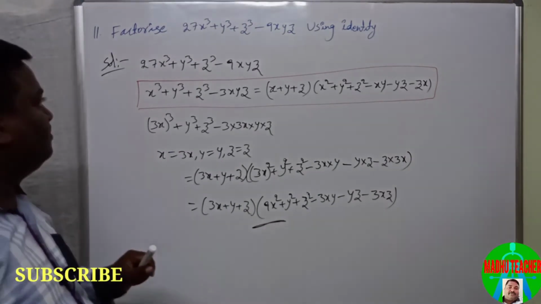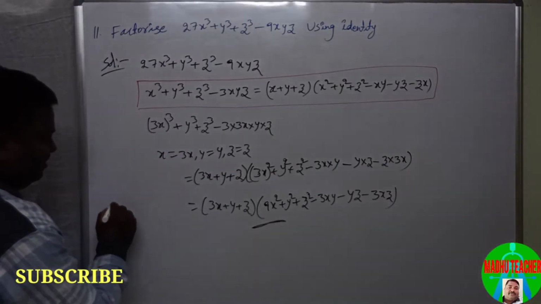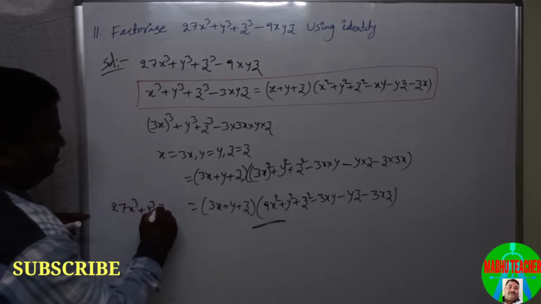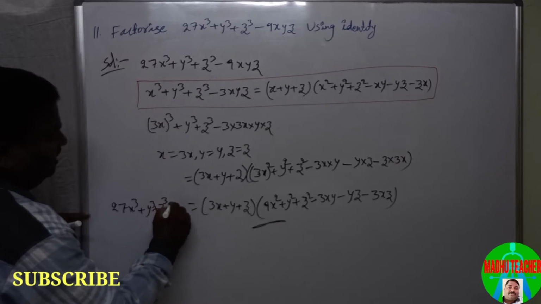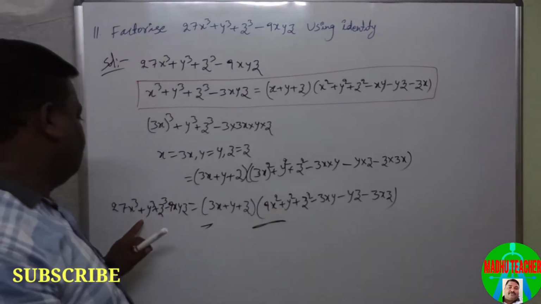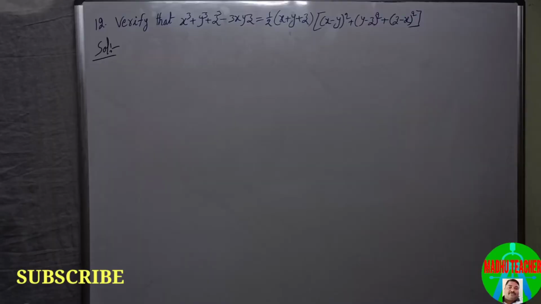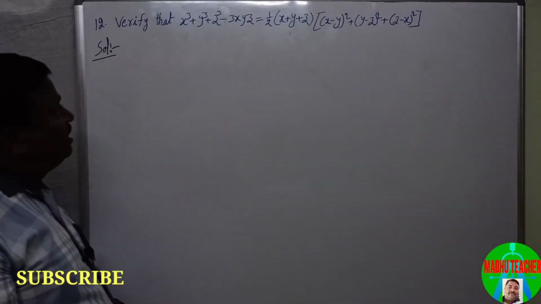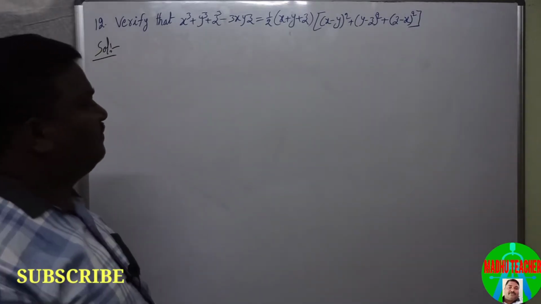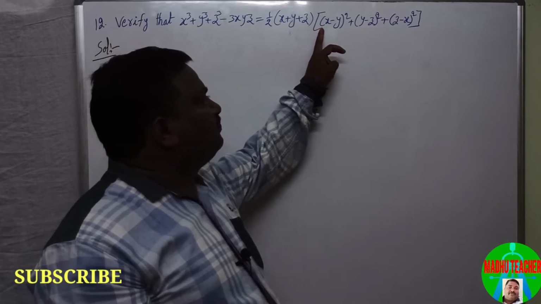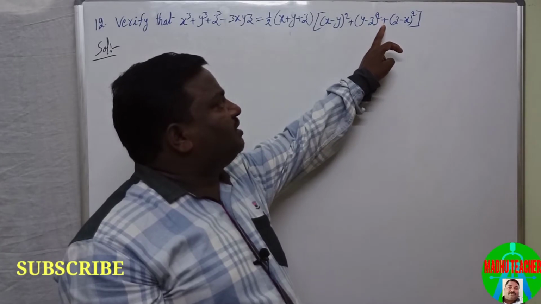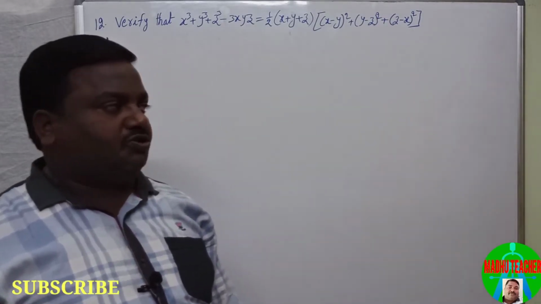Okay, so this is 27x cube plus y cube plus z cube minus 9xyz equals this. So these two are the factors of this. Okay, next one, 12th one is verify that x cube plus y cube plus z cube minus 3xyz equals half of x plus y plus z into x minus y whole square plus y minus z whole square plus z minus x whole square.